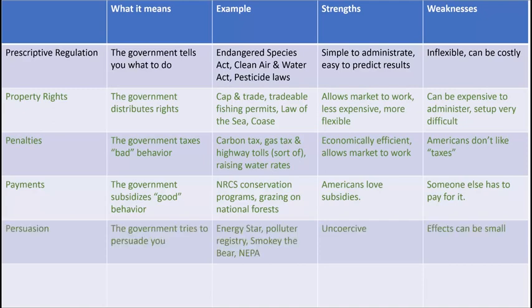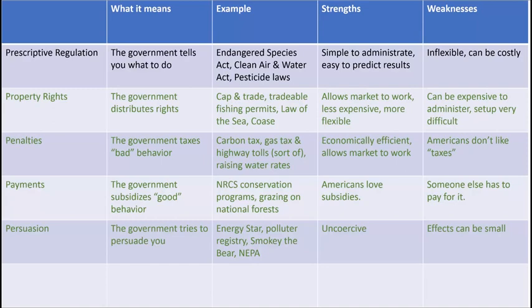All right, persuasion. He says the government tries to persuade you, sometimes merely by providing information and sometimes by doing things that are persuasive. So you can think of the Energy Star program. When you go to buy a large appliance, appliances that are energy efficient have a star on them. That's actually a program run by the Environmental Protection Agency to let you know what appliances will be relatively more efficient. Smokey the Bear is a different kind of persuasion. Smokey the Bear tries to persuade you to put out your fires, right? So that's like trying to convince you to do something.